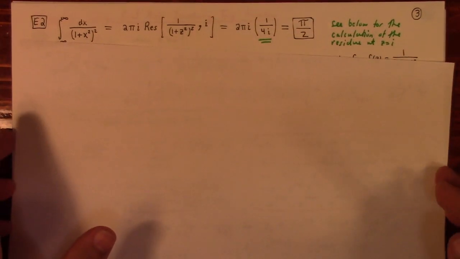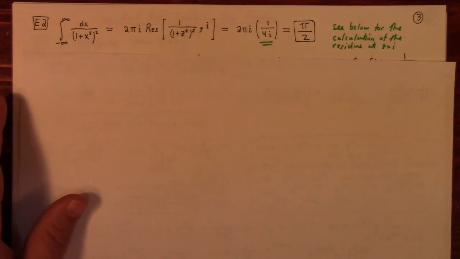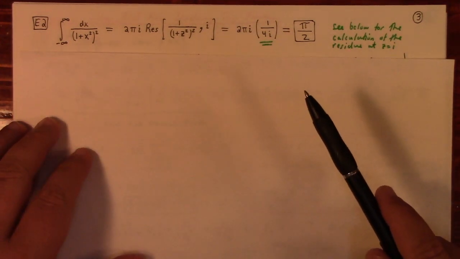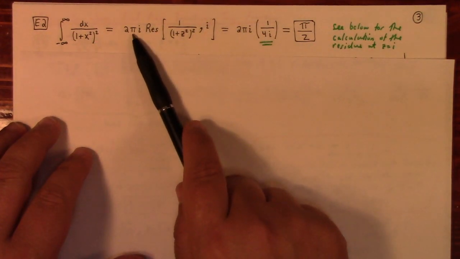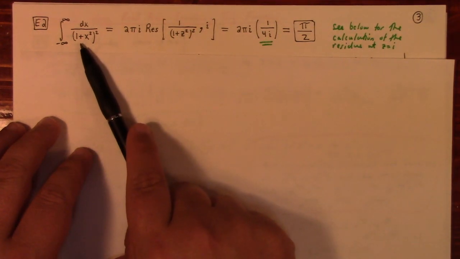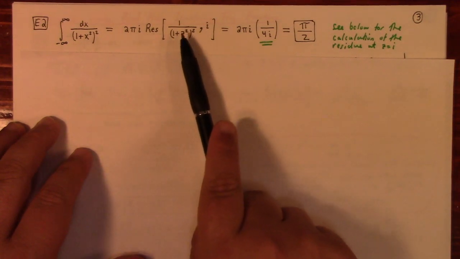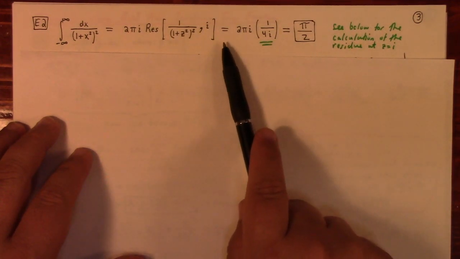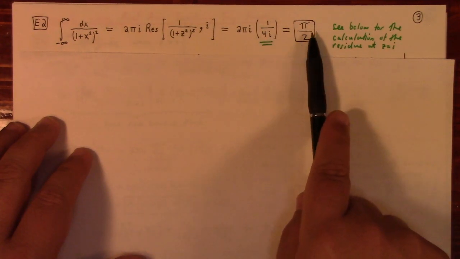So next up, the integral from minus infinity to infinity of dx over 1 plus x squared, squared. So again, applying the theorem, we need 2 pi i times the residue at i. Because the singular points for this are plus or minus i, but only plus i is in the upper half plane. So using the theorem on page 1, I just get 2 pi i times that. Now the residue of this works out to 1 over 4i, as I'll show you shortly. So the answer is pi over 2.